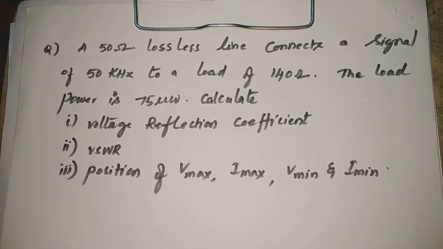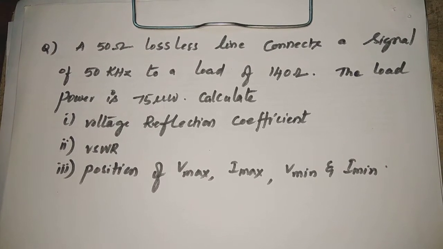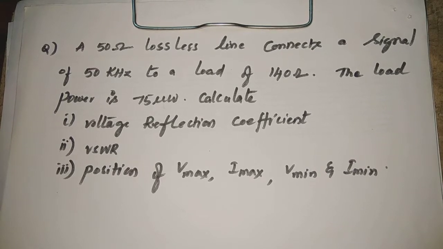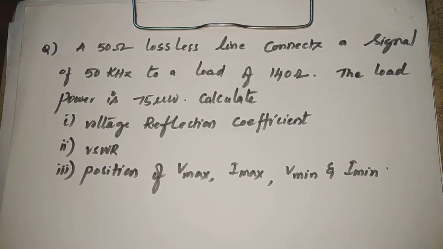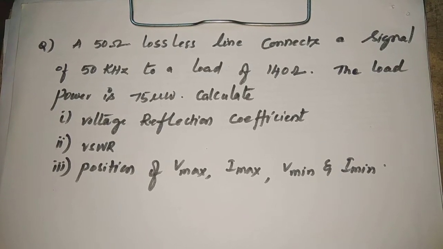A 50 ohm lossless line connects a signal of 50 kHz to a load of 140 ohms. The load power is 75 microwatt. Calculate the voltage reflection coefficient, VSWR, and the positions of Vmax, Imax, Vmin and Imin.